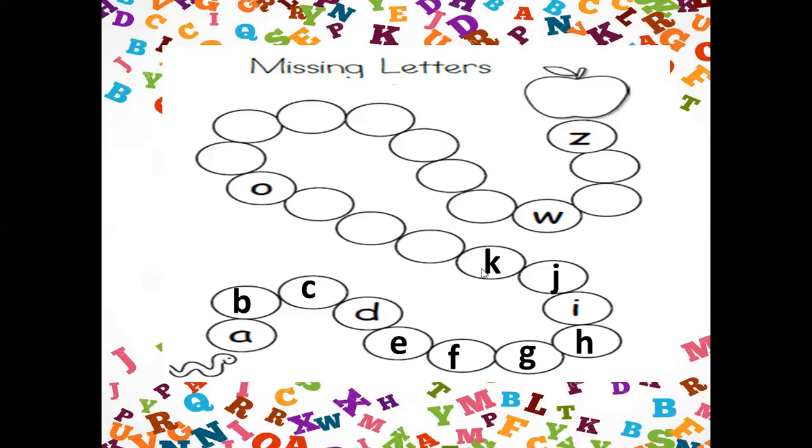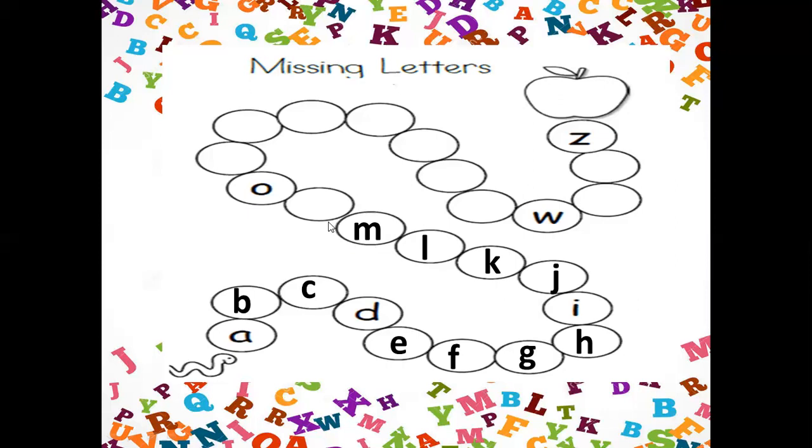Again, we have a missing letter after the K. What will come after K? The next letter after K is L. And this one is the lowercase, the small l. It's just like a number one. Now again we have a missing letter after L, and that is the letter M. This is the small m.